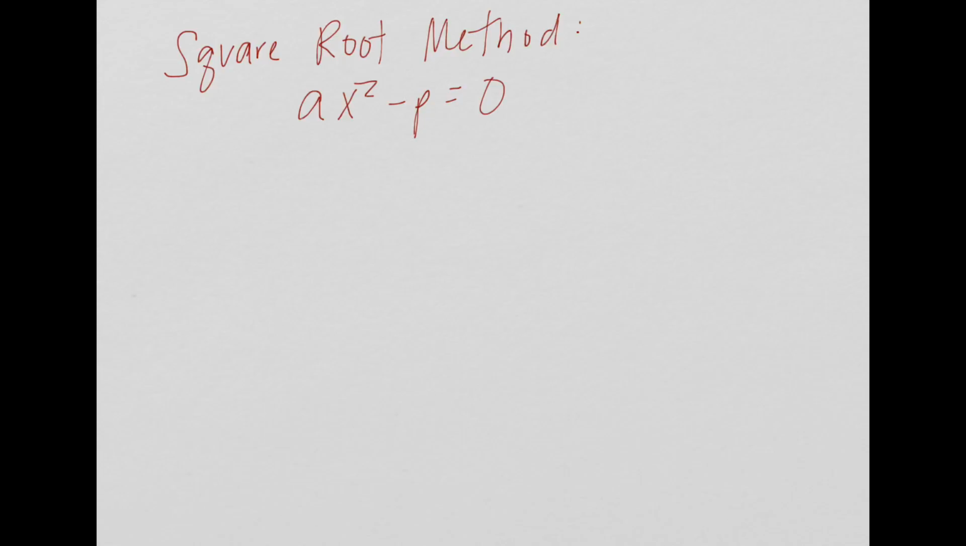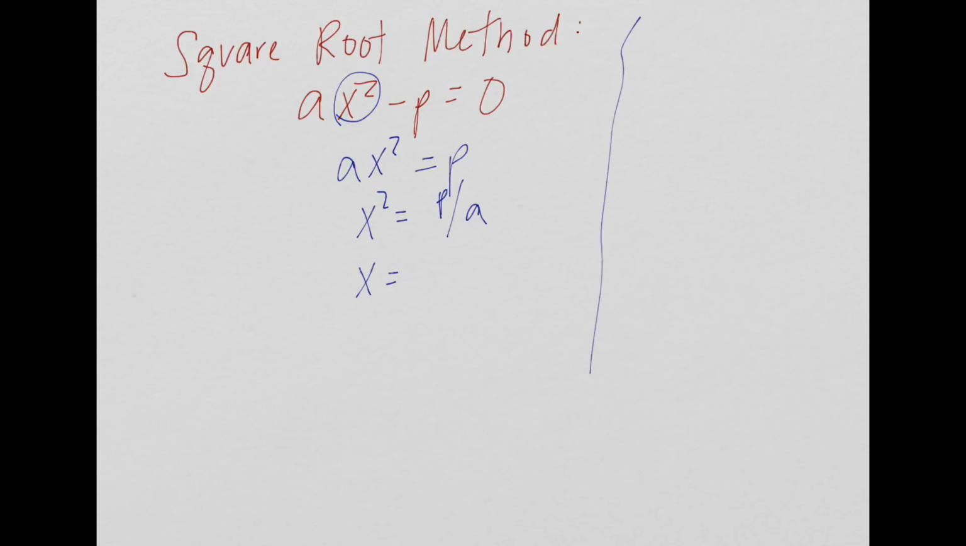Now how are we going to solve this? Well, remember our goal is to get x by itself. So I'm going to first add p to the other side to get ax squared equals p. Divide by a, and then take the square root. Now we want to be careful. Anytime you take the square root, there's a plus and a minus.